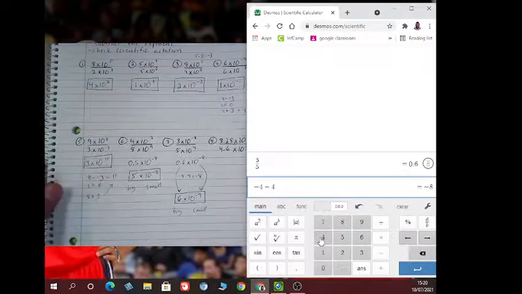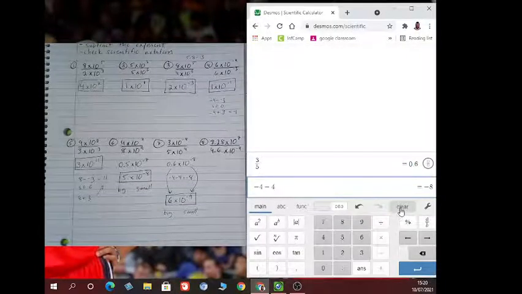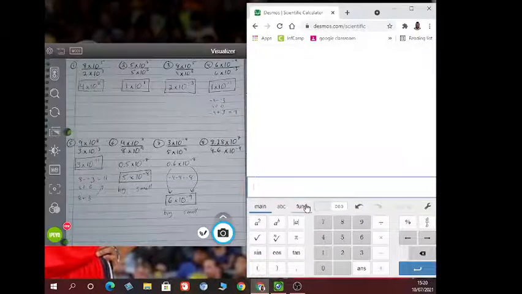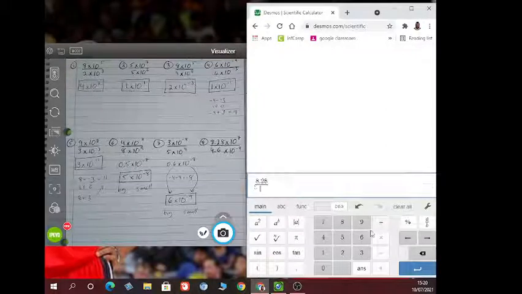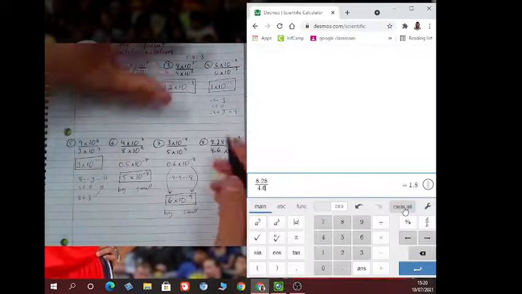All right, last one, number 8. All right, I'm going to go ahead and clear everything here. Certainly use a calculator for this if you need. 8.28 divided by 4.6. You get 1.8. Okay, so you have a 1.8 here.